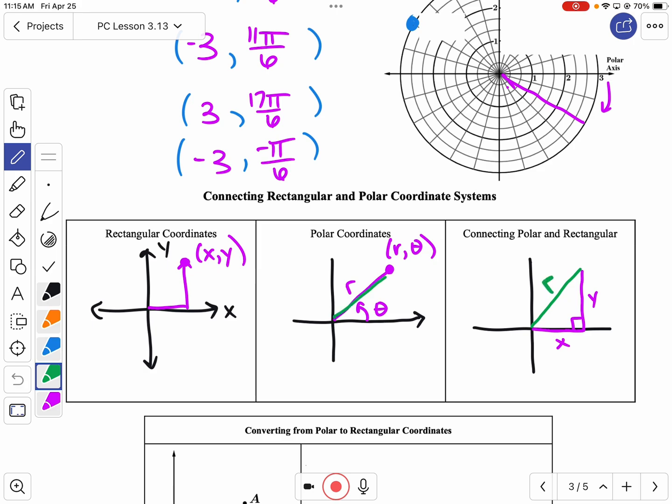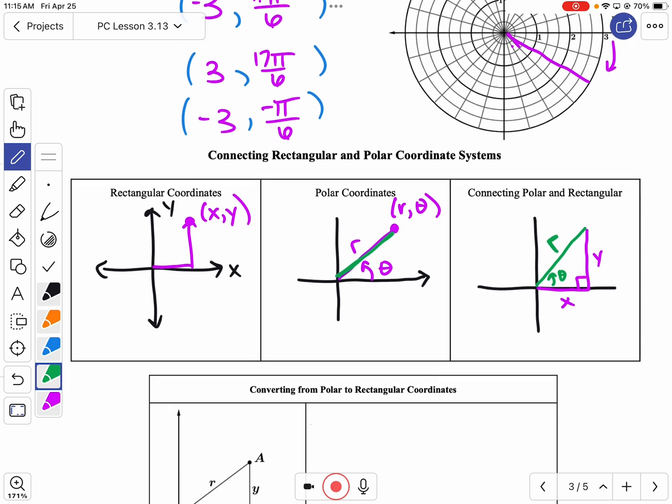That's my r. Okay, that's my radius. And where would theta be? Yep, it's that angle right there. So we can marry those two things together. The x and the y coordinate make the right triangle, where we get theta and we get that hypotenuse, which is our radius.